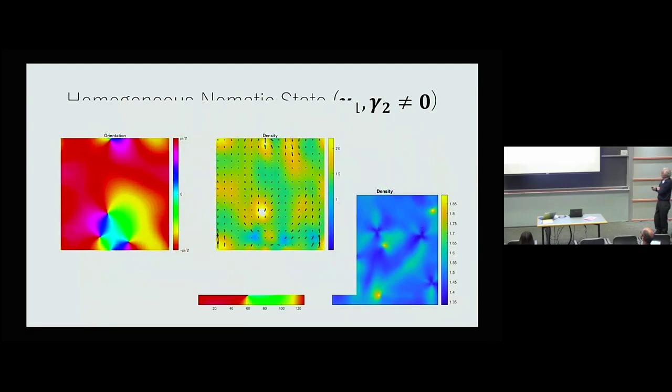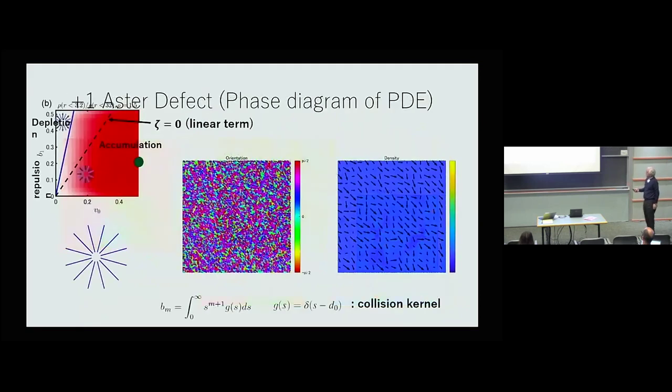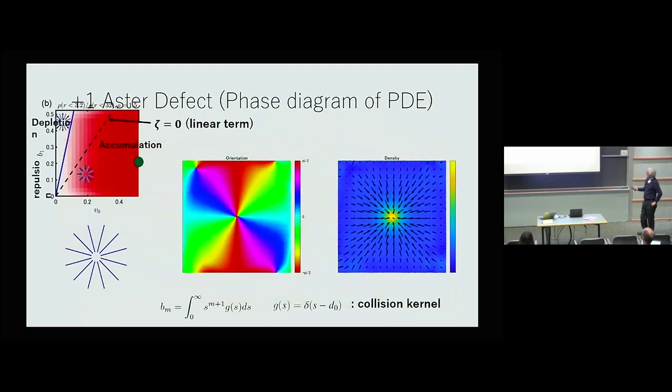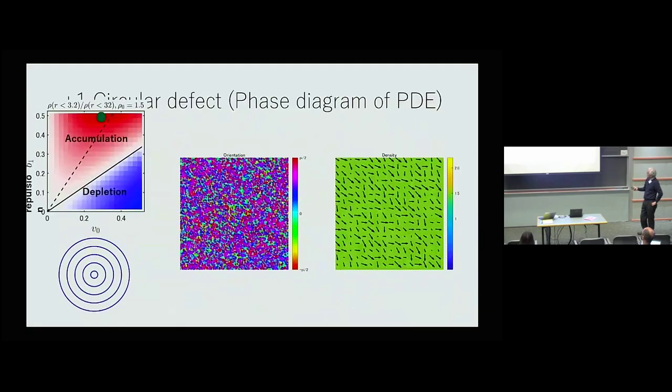In the homogeneous nematic state, we see the annihilation of the topological defect, and finally, we see the density become higher at the plus 1/2 defect and lower at the minus 1/2 defect. And for the aster pattern, it's simple. Here the cells accumulate in this red region.